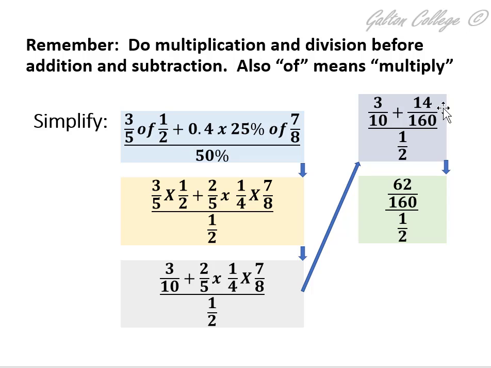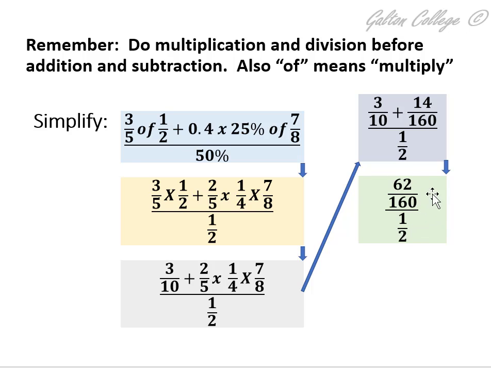So first of all, do the adding up here. Well, 10 into 160 is 16. 16 times 3 is 48. 48 and 14 is 62. So it's 62 over 160 divided by a half. So we've got one fraction divided by another fraction.